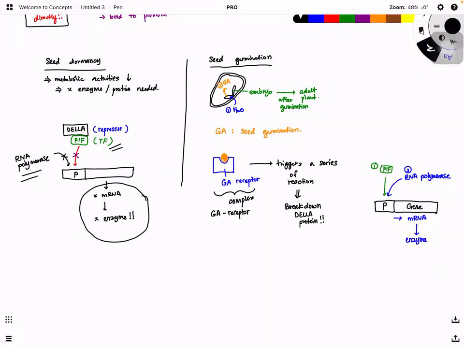How? They bind to the receptor. When they bind to the receptor, they trigger a series of reactions, resulting in the breakdown of the DELLA protein. So when the DELLA protein is broken down already, then PIF is free. So PIF now can bind to the promoter, followed by the RNA polymerase, allowing us to have mRNA and the formation of the enzyme that is involved in seed germination.